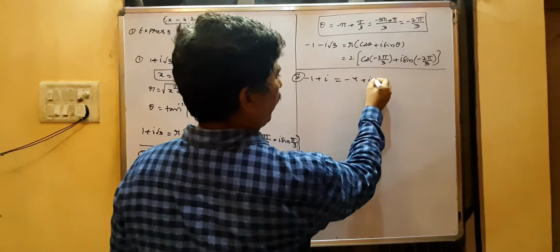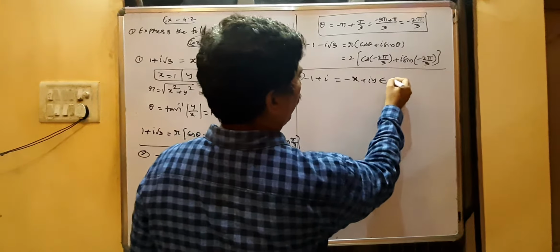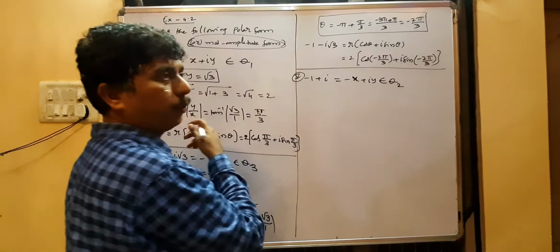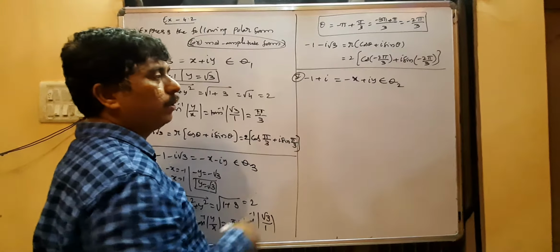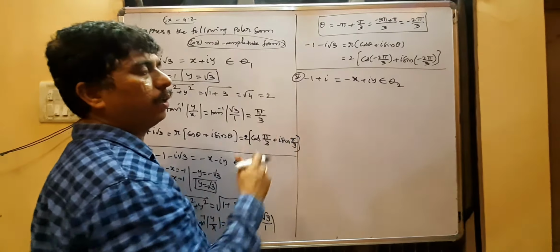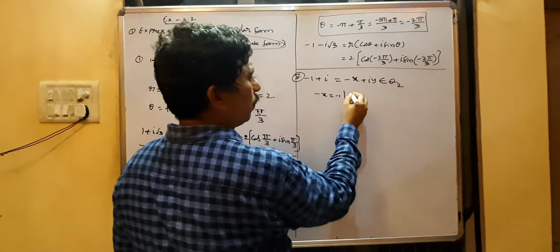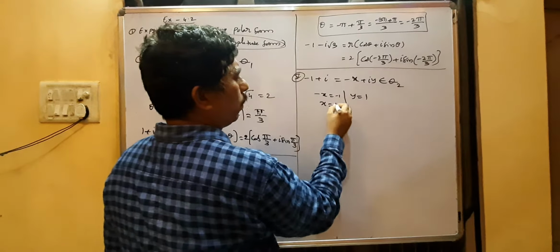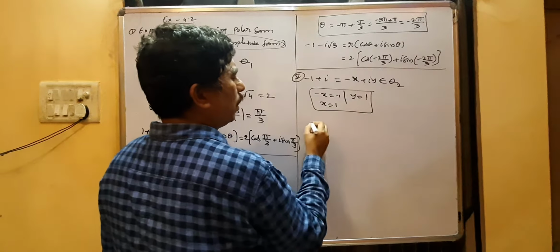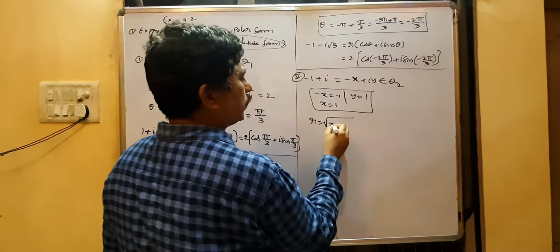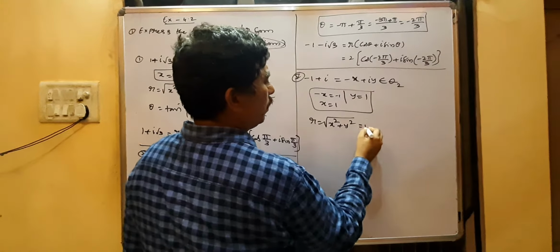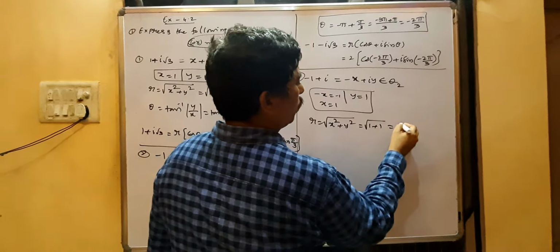Minus x plus iy belongs to the second quadrant. Real part negative, x values are negative, on the left-hand side of the origin. Y values are positive, above the origin. That means it lies in the second quadrant. So minus x equal to minus 1, y equal to 1, x equal to 1. What is the r formula? Root of x square plus y square, root of 1 plus 1, that is root 2.